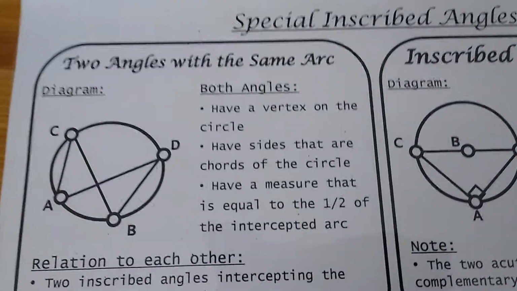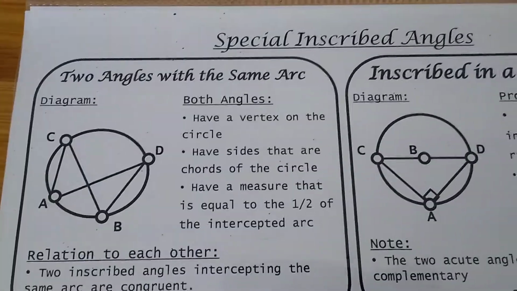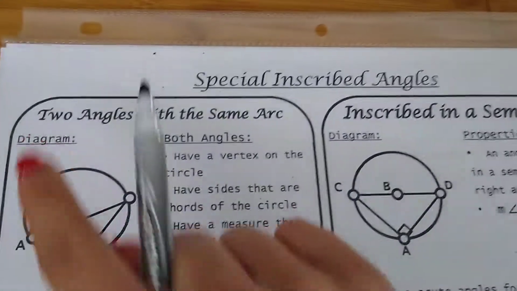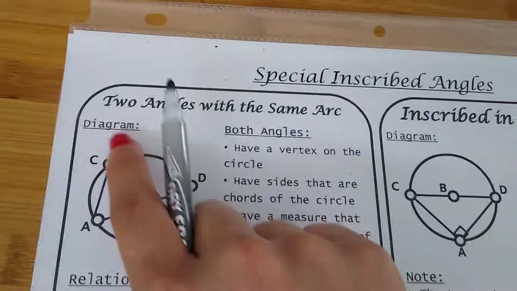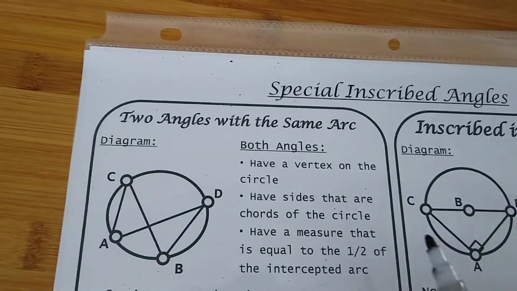Alright guys, so this is the second part of the graphic organizer. We're now moving on to special inscribed angles. We're going to start with this one. We have two angles with the same arc.